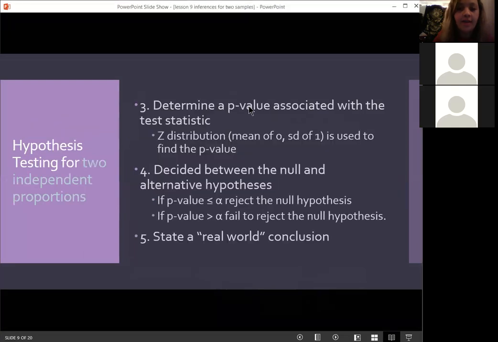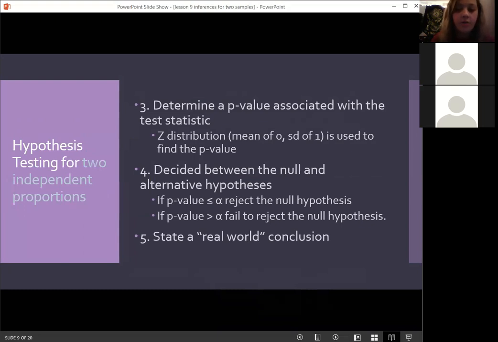And then our third step through our fifth step are very similar. You determine your p-value, and then whatever your p-value is, you decide between your null and alternative. If your p-value is less than alpha, you're going to reject the null, and it's going to be in favor of our alternative. And if our p-value is greater than alpha, we're going to keep that assumption that the null is true, and we're going to fail to reject it.